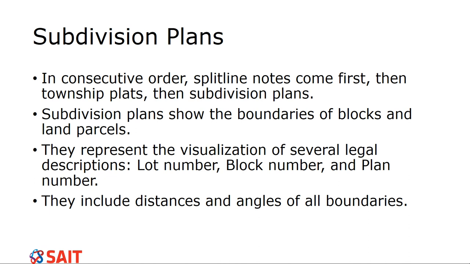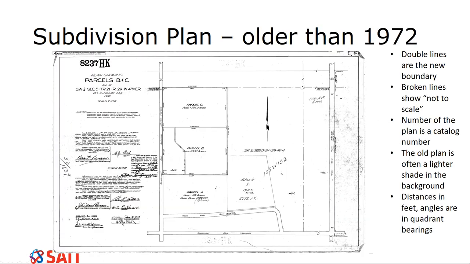They represent the visualization of several legal descriptions: a lot number, a block number, and a plan number. Generally, if you buy a house in the city, it's going to have a lot number, which is not your street address, a block number as to where it was located, and then the plan that is cataloged. All these subdivision plans include angles and distances. They do not necessarily have the topography in them. So they're often just two-dimensional views of the land.